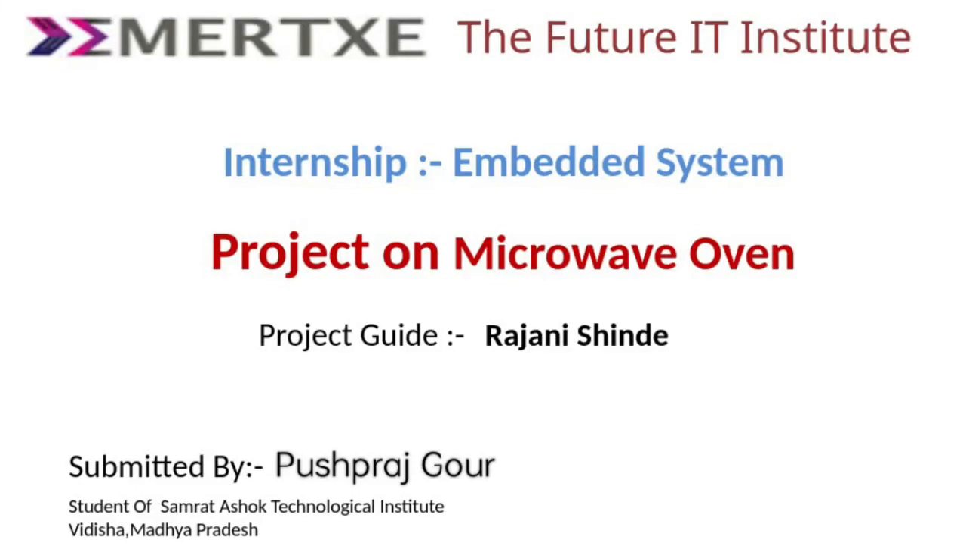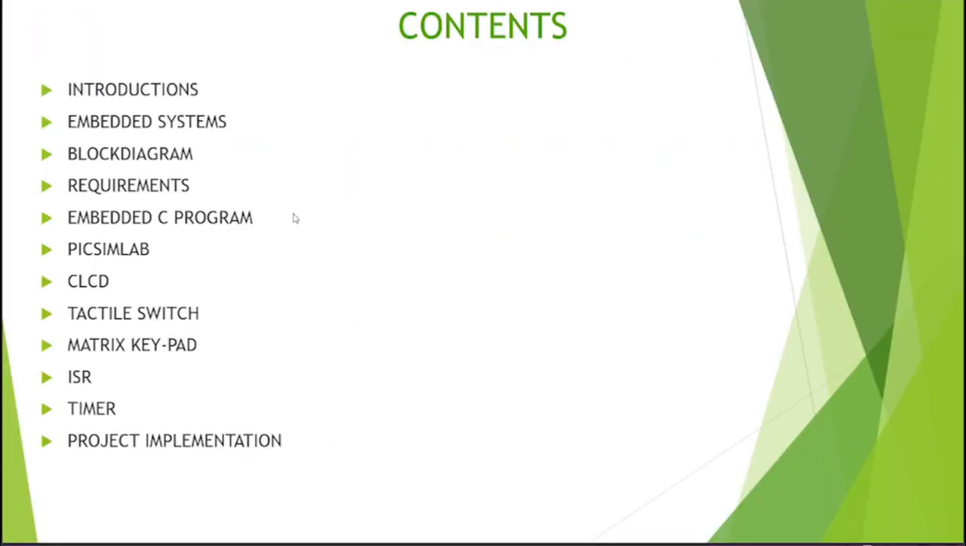Move on to the content. These are all the contents. We have to learn all those things, and only then can we implement the project. First introduction, then embedded system, then block diagrams, then requirements, then embedded C programming. We need knowledge about PixSimLab software, then CLCD, tactile switch, matrix keypad, ISR, timer, as well as the most important thing, project implementation.